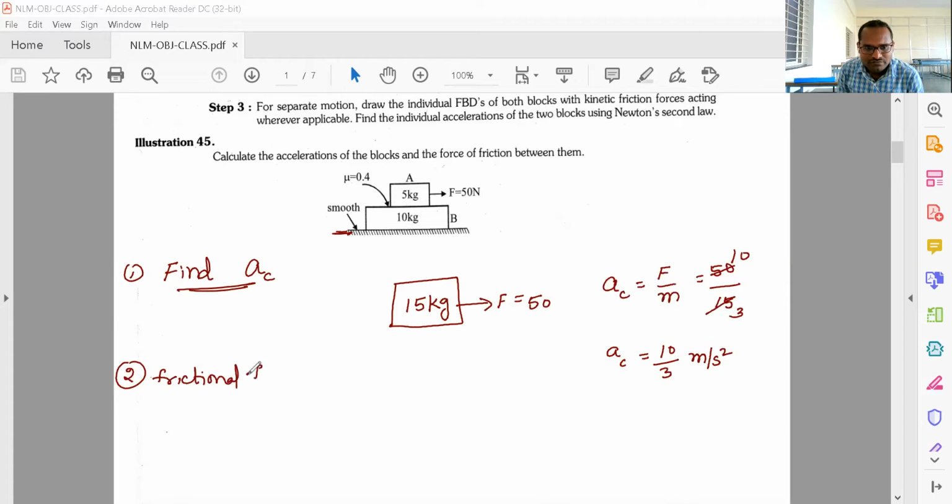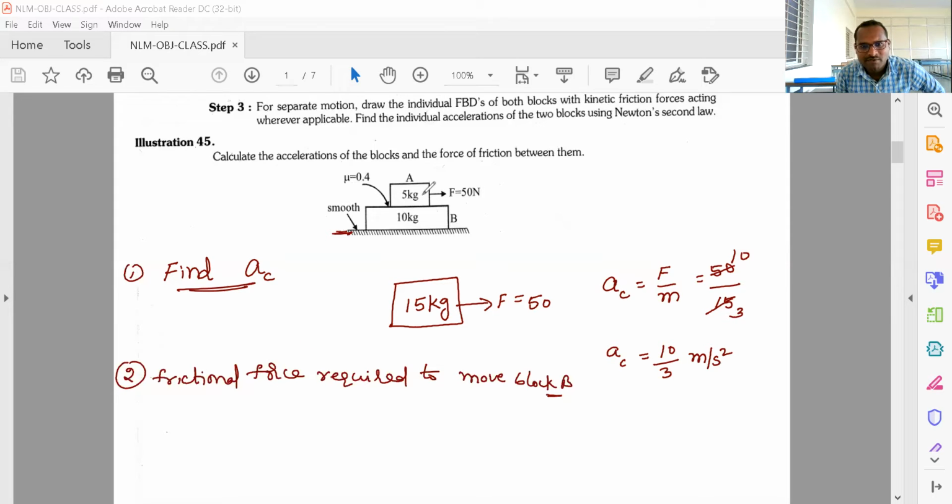Frictional force required to move block B. To move block B, how much frictional force is required? You find. How can you find this one?